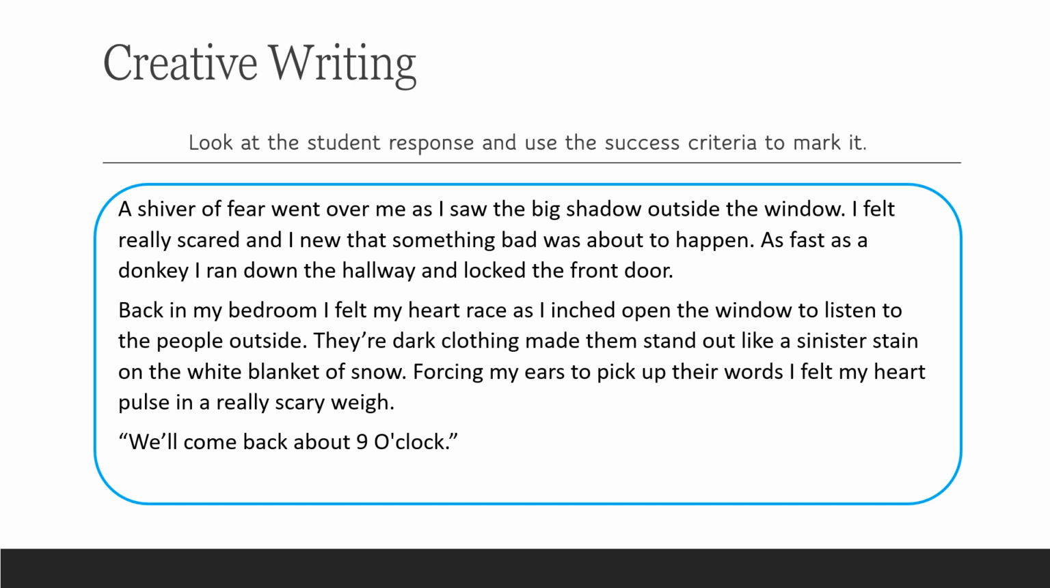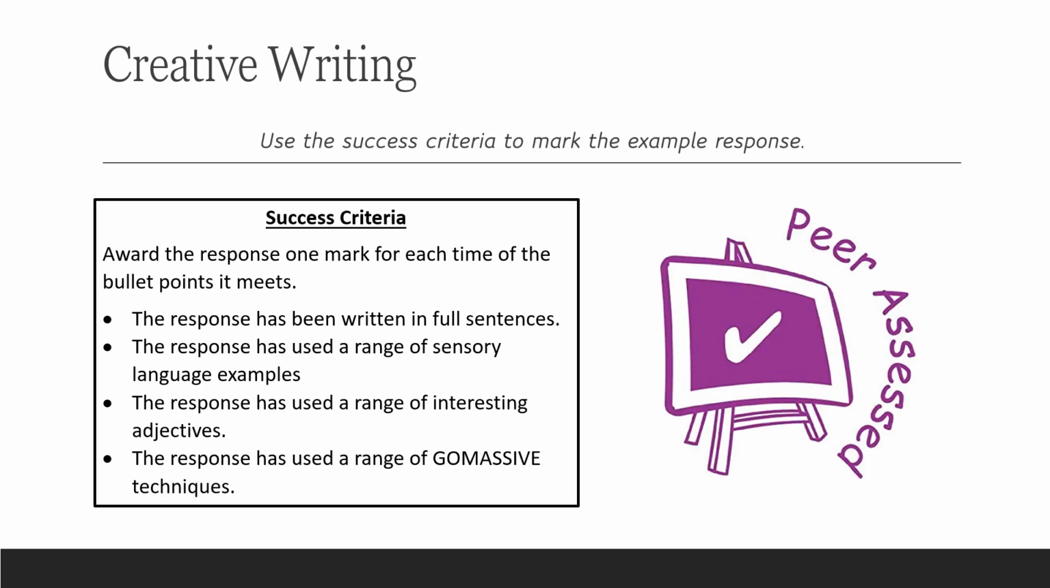So what we're going to do now is we're going to have a look at our own success criteria, and we're going to see how many marks this would actually be awarded. So typical things to look out for when you are marking someone's response will be things like this. So has the response been written in full sentences? That might seem like it's quite an obvious and straightforward point, but again, we just need to make sure that the basic level of English and of literacy are actually being followed through.